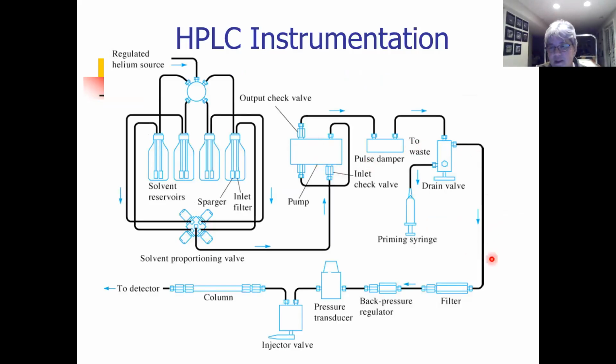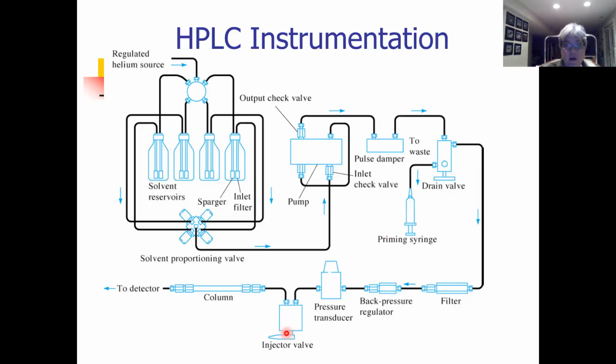Notice all of these other things in the diagram. There's a priming syringe. Often when you start the pump, you actually have to suck out all the air and you use a syringe, so that's called priming. And then you have some filters to, again, make sure that there are no particles in that solvent that's going to get into your column. And then some pressure regulators. In the more expensive systems, this would all be controlled by a computer. Okay, so that's the pump.